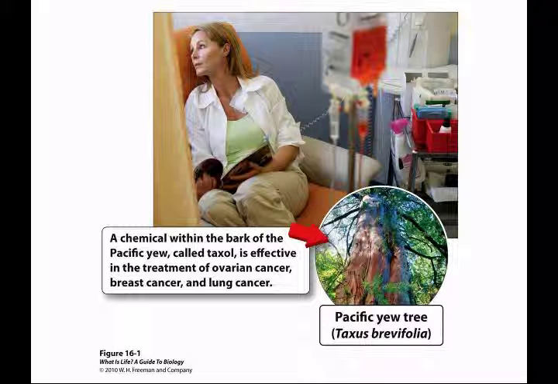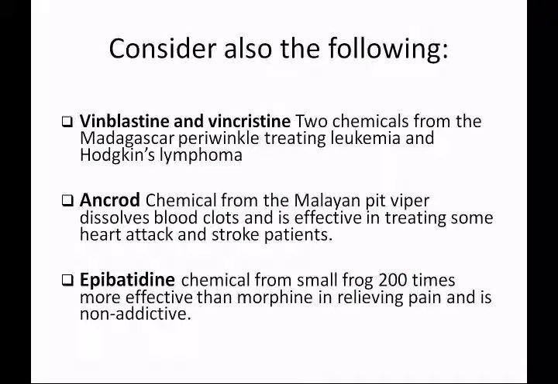The chemical within the bark of the Pacific yew, which is called Taxol, is an effective treatment for ovarian cancer, breast cancer, and lung cancer. So then imagine if we were to completely destroy the Pacific yew and we weren't able to synthetically create Taxol, then we could be losing out on a cure for different types of cancers. And so as we're killing off species, what if we're killing off that one thing that cures diabetes or cures cancer, cures AIDS? It's always something that we're taking the risk of when we're allowing this loss of biodiversity.